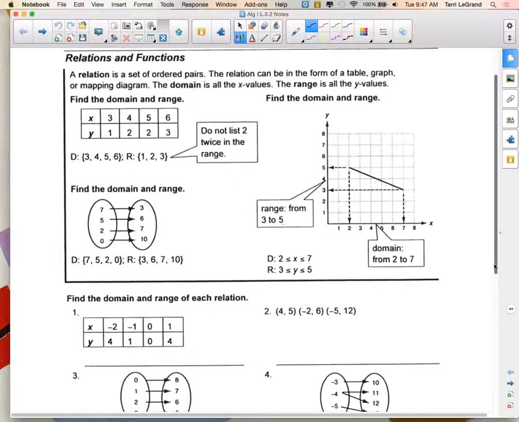Okay, so now that we know that there are 4 different ways that we can represent a relation, let's now talk about that other thing. Well, we'll come back to functions in a bit, but now that we kind of have a feeling for relations, what's a domain then?